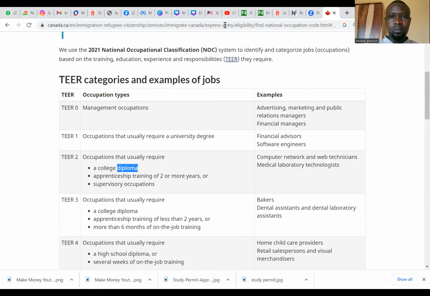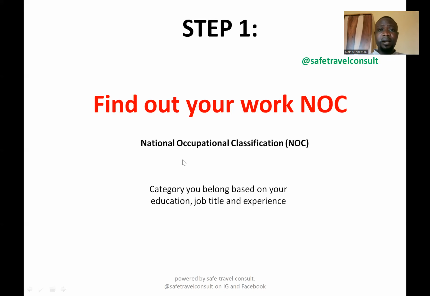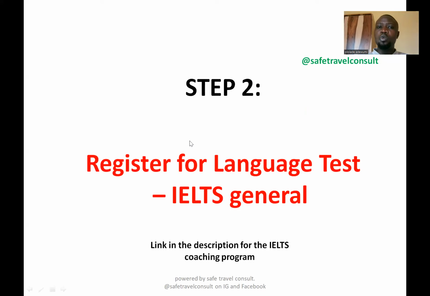So now, after you have found out the NOC that you belong, which job category you belong, then you register for language test. You cannot escape this. If you are to become a permanent resident in Canada, you have to write the IELTS general. You have to write it. So many people are scared of IELTS. So many people are like, this IELTS is do or die. The reason people normally fail this test, because I know people that have written this test more than 4 times, 5 times, and they still fail.